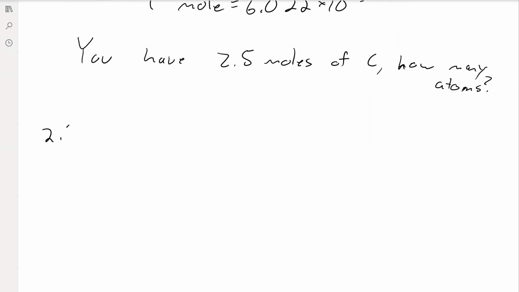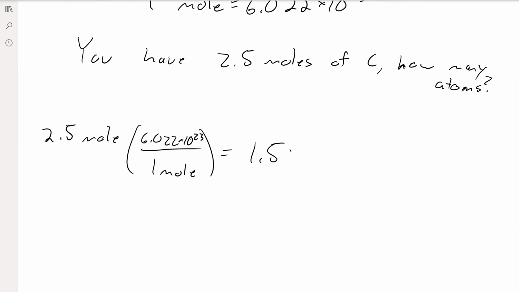So we'll start off with 2.5 moles. And then we'll just convert 1 mole, 6.022 times 10 to the 23rd. You end up with 1.5 times 10 to the 24th atoms.